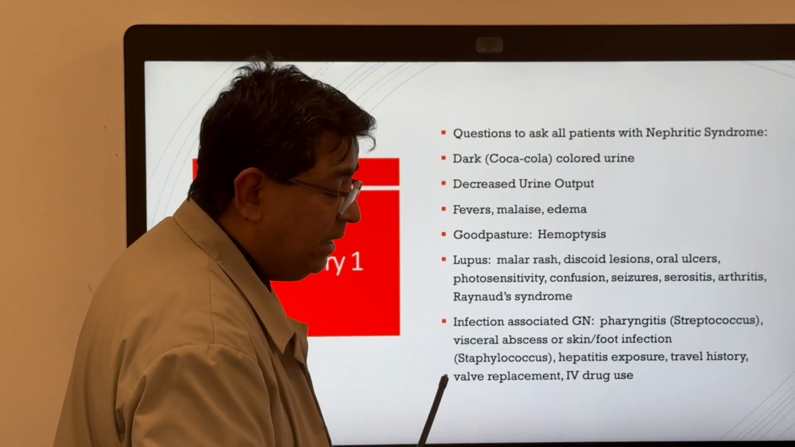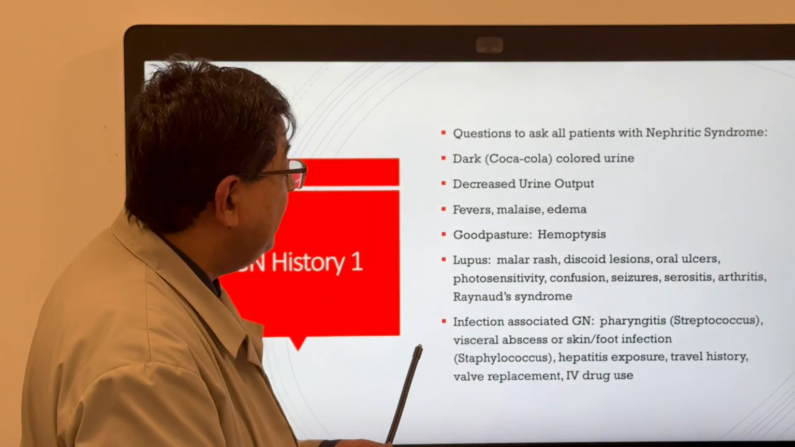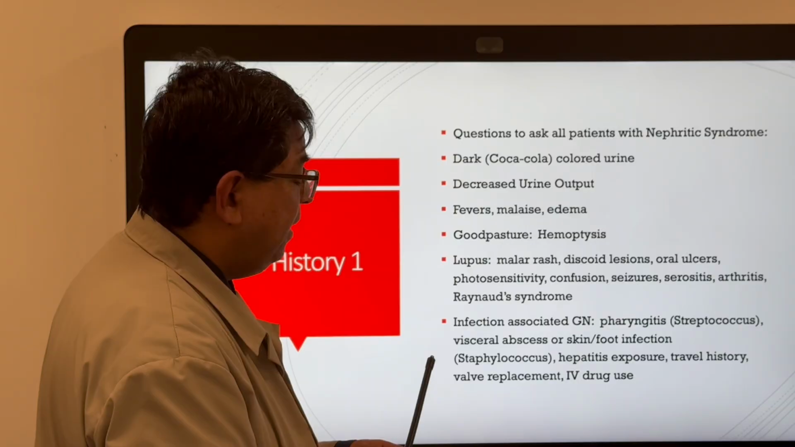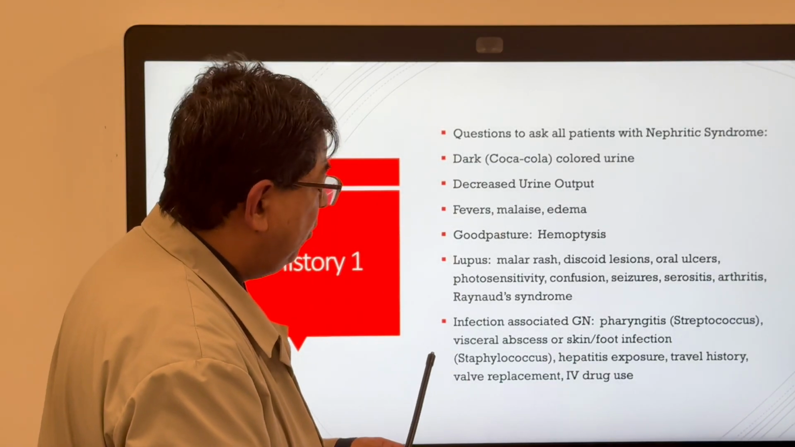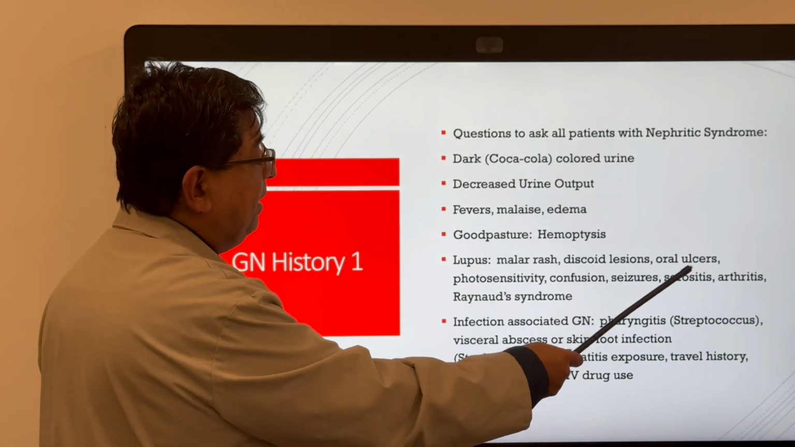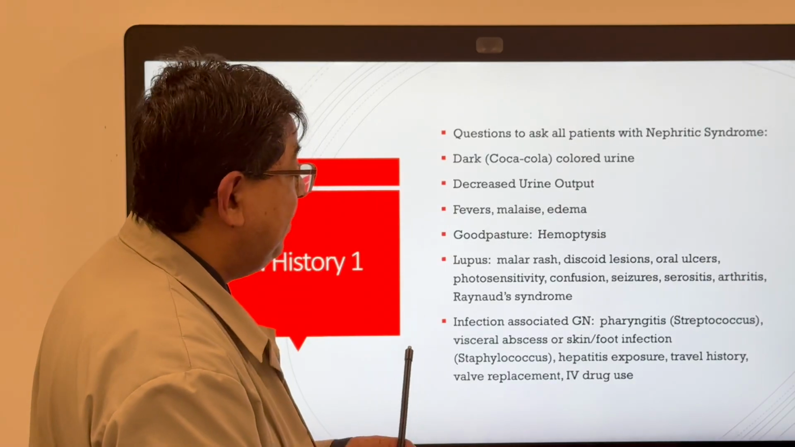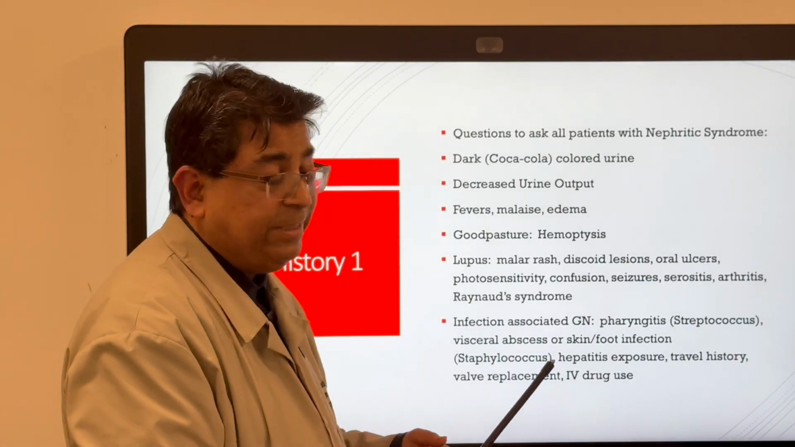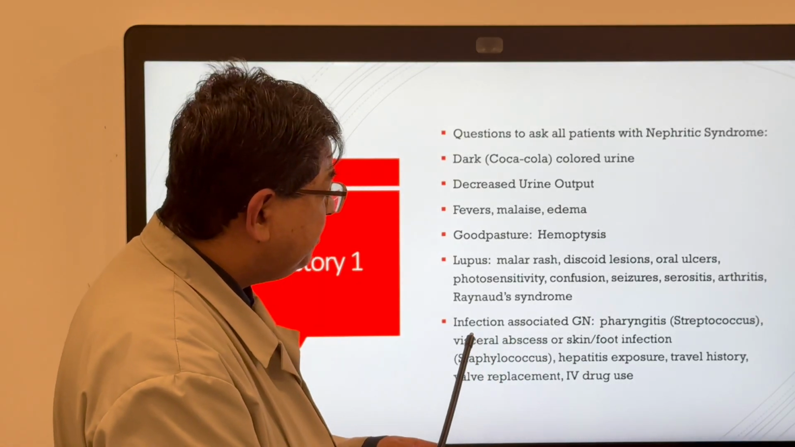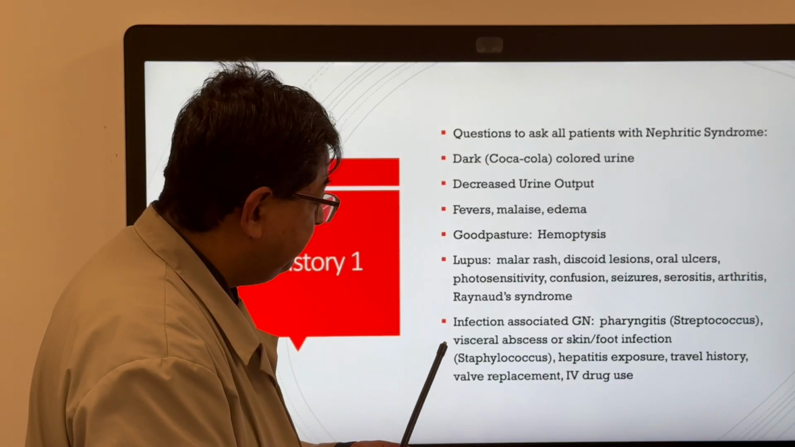would be important. Not only will you get history from maybe family about confusion, but you can actually ask them, do you ever get confused? Do you ever not know where you are or who you are or who you're talking to? Things like that. Seizures. Serositis is important. And when you think about serositis, you're mainly thinking about the pleural area. You're thinking about the peritoneal area. So you're thinking about pleural effusions and ascites.